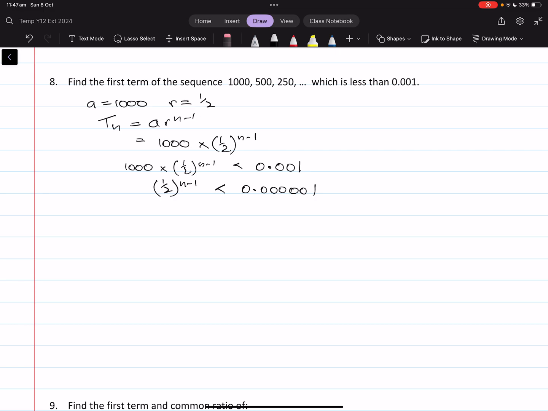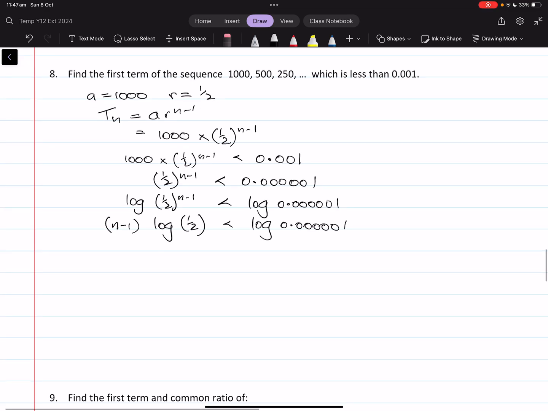And so we're going to take the log of both sides. Remember we said log's an increasing function, so the sign will stay the same when you take the log of both sides. So we'll get the log of (a half)^(n-1) is less than the log of 0.12345 zeros followed by 1. Now, log law: bring the power down the front. In brackets, we've got the power n minus 1. Log of a half is less than log of 0.12345 zeros followed by 1.